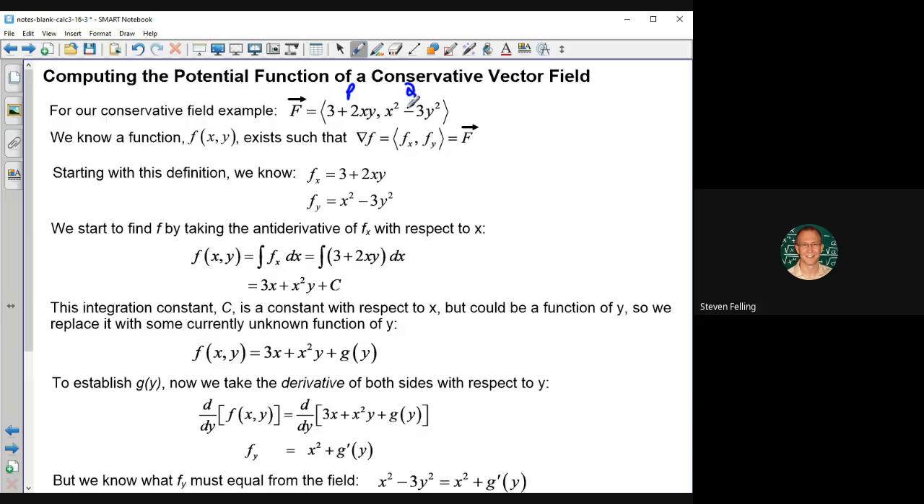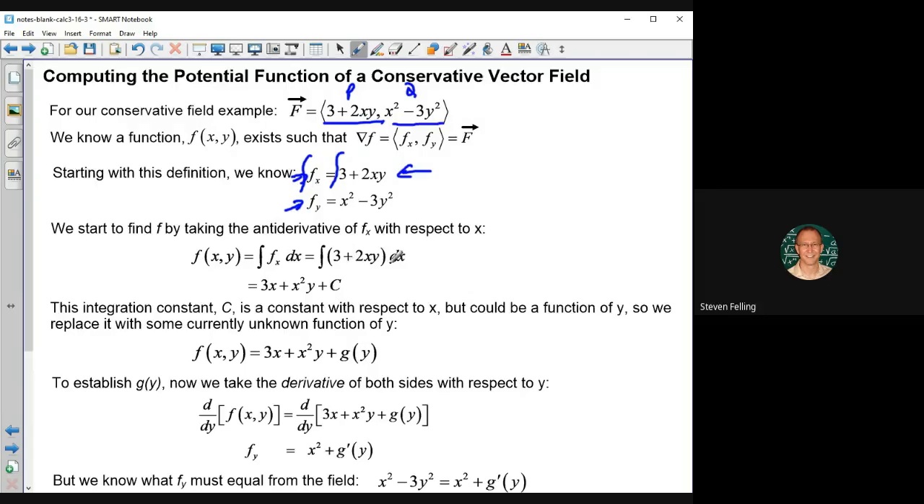Starting with this definition, we know that the partial derivative of this potential field with respect to x must be equal to 3 plus 2xy, and the partial derivative of this potential field with respect to y has to be equal to x squared minus 3y squared. So the way we compute this is we start with the f1, or the x component, and say, if this is true, then let's just take the antiderivative of both sides. We get the antiderivative of 3 plus 2xy with respect to x, treating x as the variable.